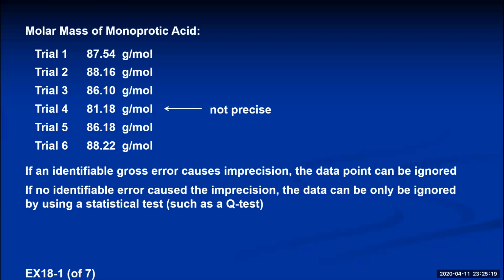However, if there's no identifiable error that caused this imprecision for trial 4, then the only way you can ignore that is by using a statistical test, and we're going to show you today how you do a statistical test called a Q-test. The first thing you want to do is list all of the different values for your molar mass in either ascending or descending order, just so they go in order. So I'm going to actually arrange these from lowest to highest. You could have done highest to lowest, but either way would be fine.